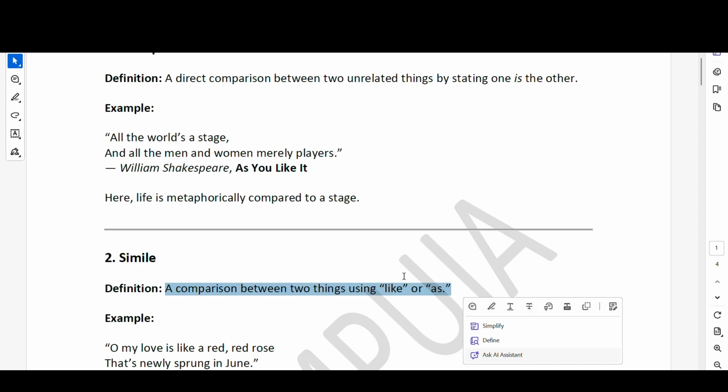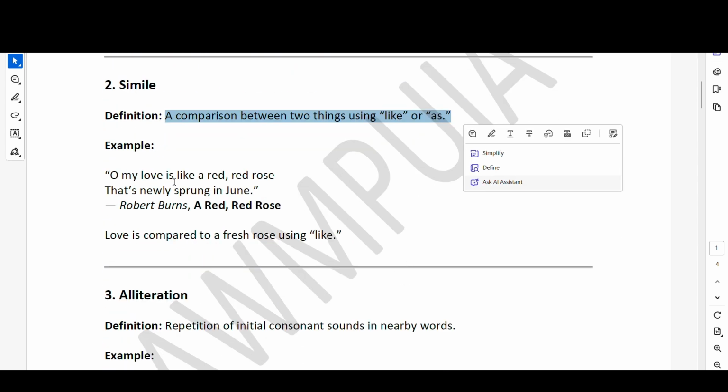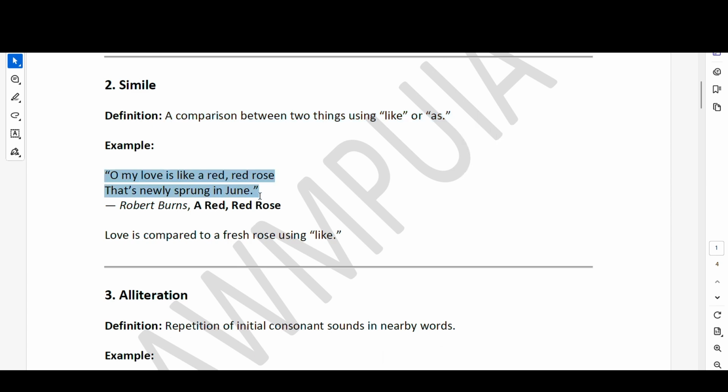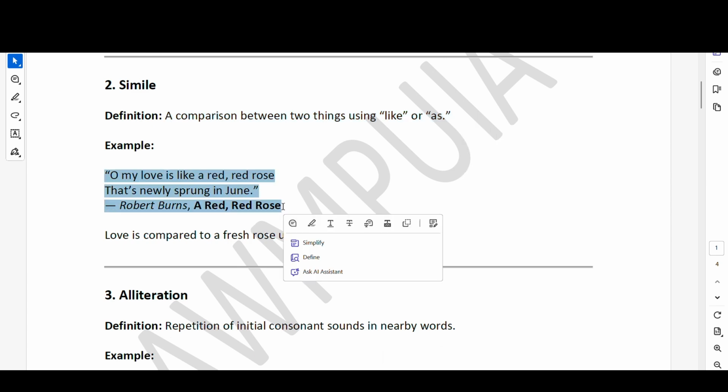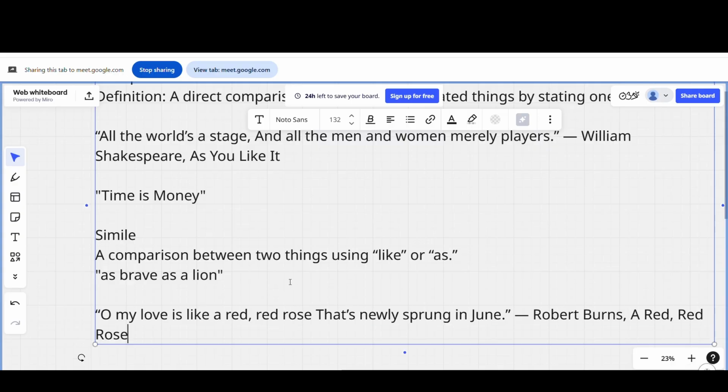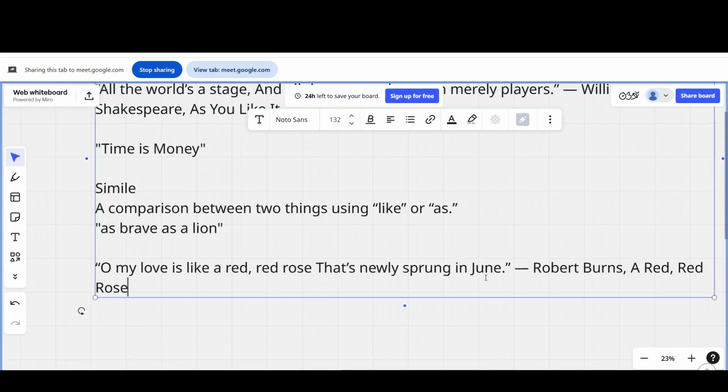I'll move on quickly. For example, if you read Robert Burns, A Red Red Rose, here I've mentioned it. Oh, my love is like a red red rose that's newly sprung in June. So the author is describing his love like a red rose. You see, like is here, so since like is here, it's a simile. He is comparing his love to a red rose. He's trying to express it in very romantic terms.